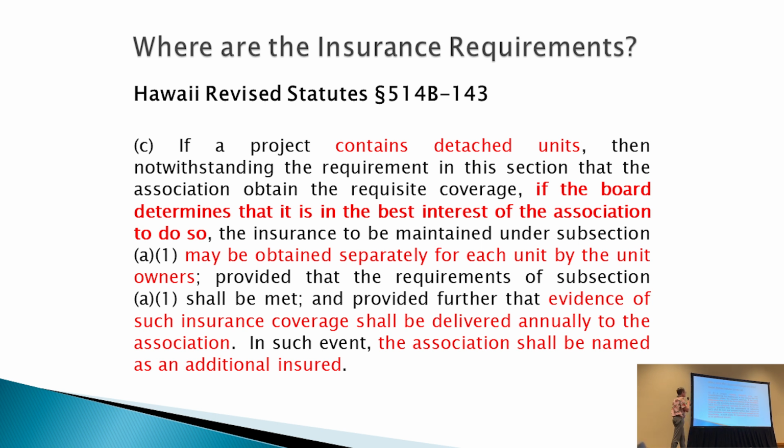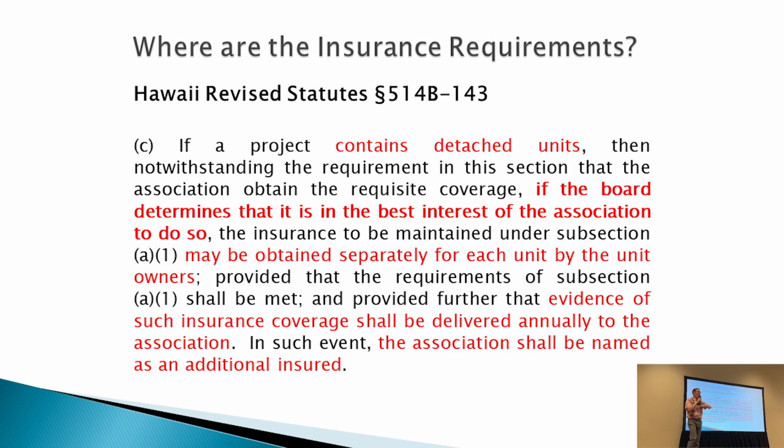Notwithstanding the requirements of this section that the association obtain the requisite insurance, if the board determines that it is in the best interest of the association to do so, again, board has discretion, just like for attached units, the insurance to be maintained under subsection A1 may be obtained separately for each unit by the unit owners. If there's nothing in the declaration or bylaws, the board can say, look, you have to insure your own unit. We're not getting a master policy to insure each unit like would be required for attached units. Provided that the requirements of this subsection shall be met, and provided further that evidence of such insurance coverage shall be delivered annually to the association. In such event, the association shall be named as an additional insured.